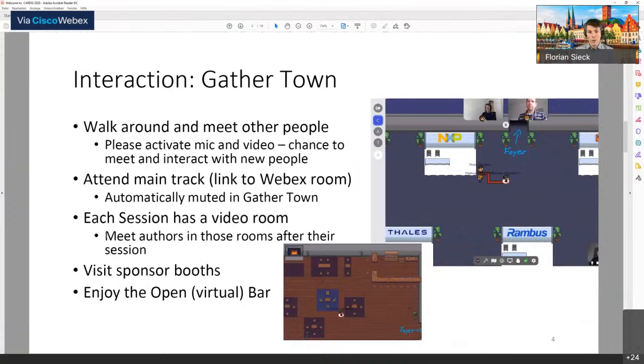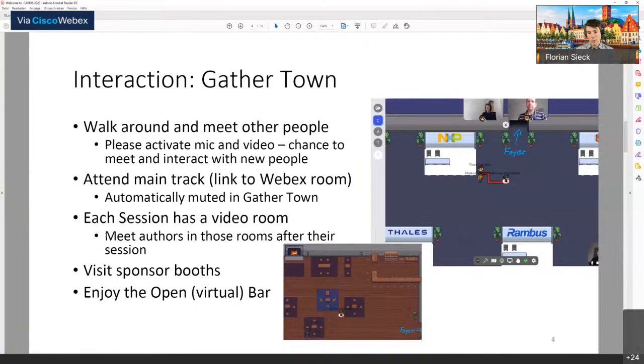First of all, GatherTown, the online conference tool, which you can see in the pictures here, where you can walk around. If you activate mic and video, you can directly interact with people that are close to you. You can also attend the main track in the WebEx room. If you go through GatherTown and press the X button to enter, you will be shown a link where you can enter the WebEx room for the live presentations, and that also automatically mutes you and shows you as inactive in GatherTown. So that's quite convenient.